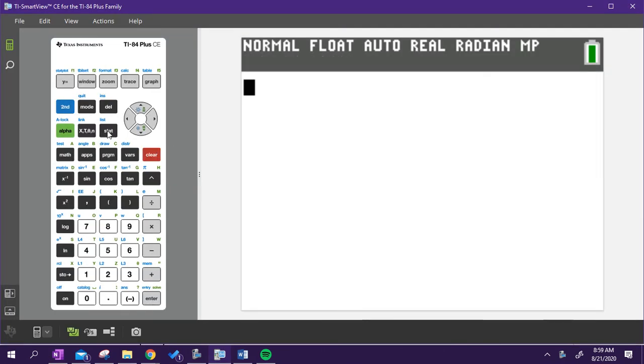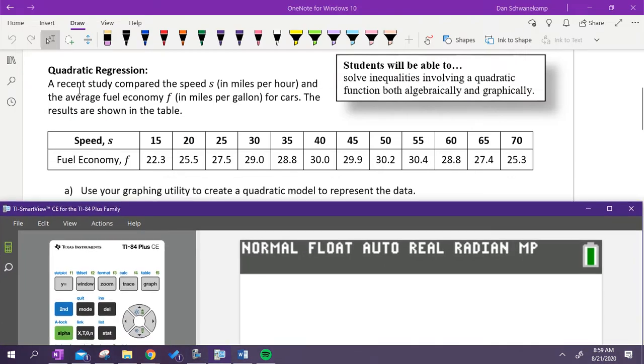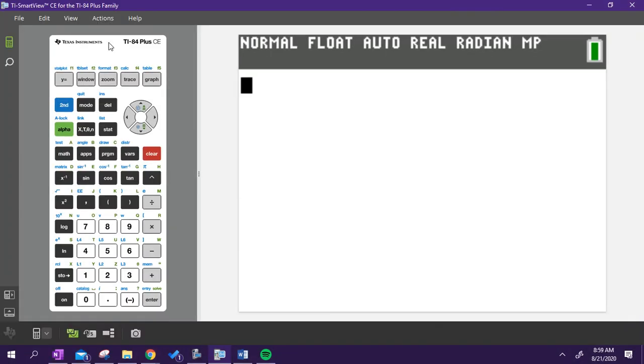We are going to type in this new information. So we are given this data right here. It says a recent study compared the speed in miles per hour and the average fuel economy for cars. The results are shown in the table. So basically, if you drive your car that fast, you're going to get that many miles per gallon. All right, so it's actually fairly interesting data, at least to someone who pays for their gas.